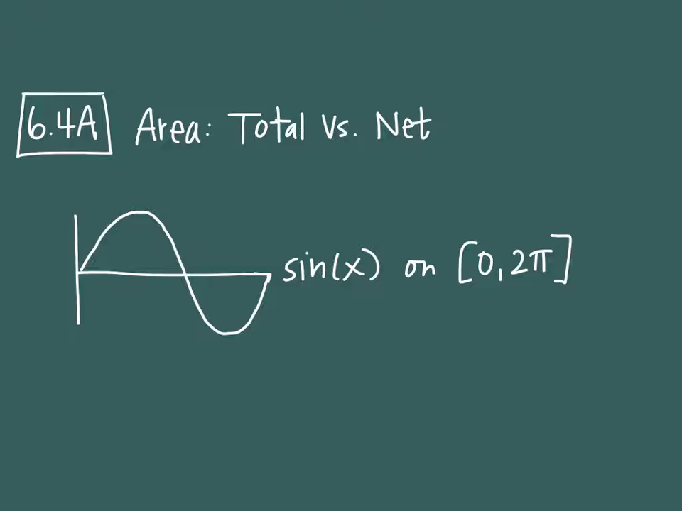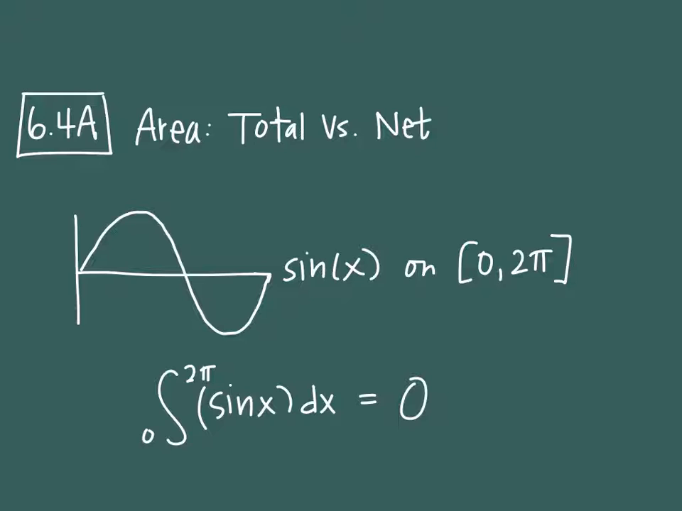Okay, and we know that if we set up an integral going from 0 to 2 pi of the sine of x dx, that the value of that will automatically be what number? 0. Why? 0 to pi is positive and pi to 2 pi is negative.